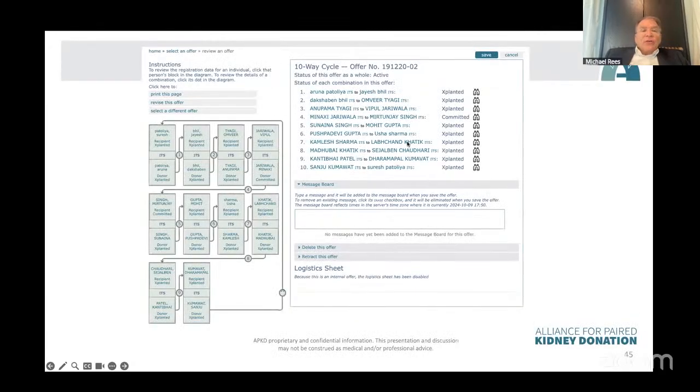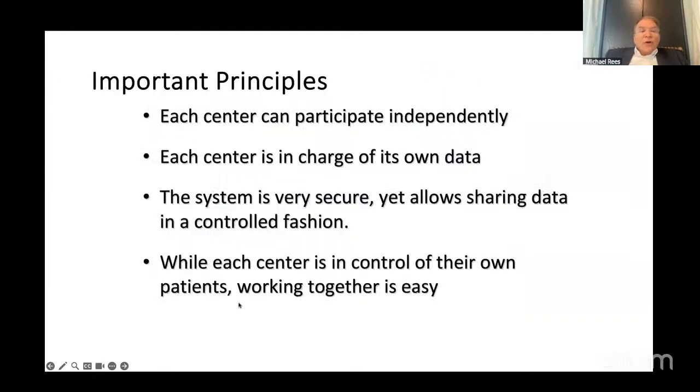Here's just an example of what the software can do. This is the actual image from the software. I'm guessing that Vivek will be telling us about it, but I'm bragging a little bit about him to tell you about the 10-way exchange that he was able to do using our software.